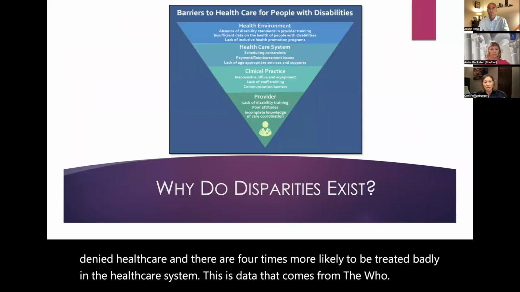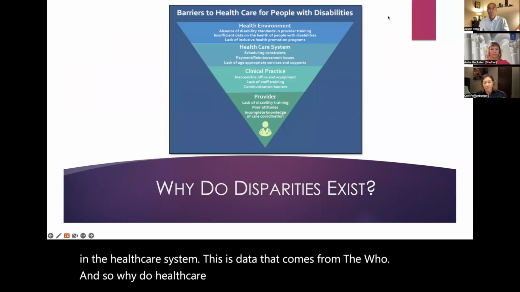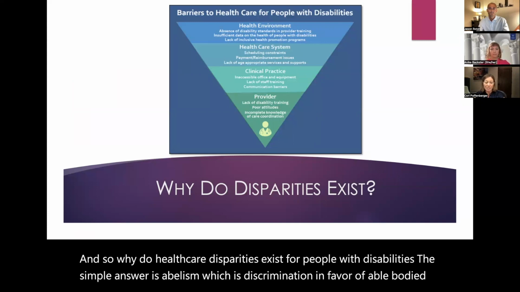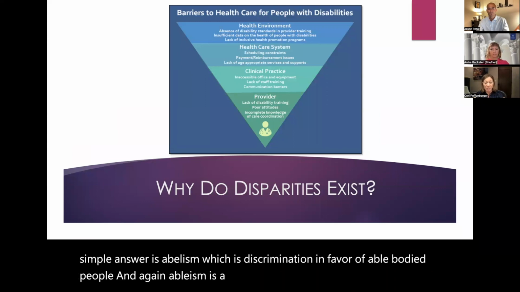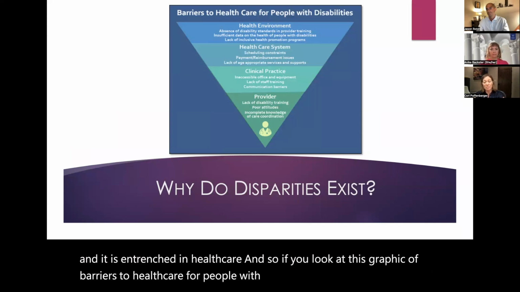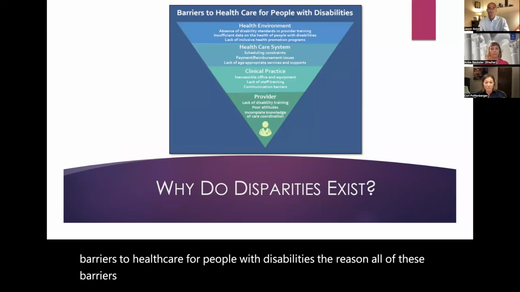And so why do healthcare disparities exist for people with disabilities? Well, the simple answer is ableism, which is discrimination in favor of able-bodied people. And again, ableism is a dominant mode of function in our society, and it is entrenched in healthcare. And so if you look at this graphic of barriers to healthcare for people with disabilities, the reason all of these barriers exist is because of ableism that is entrenched within our systems.